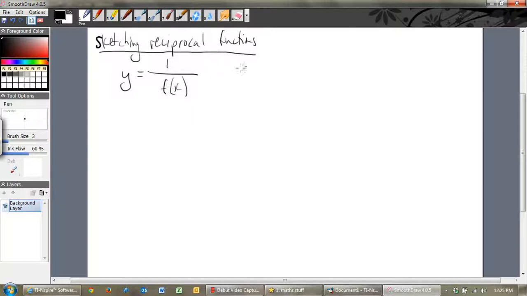So that might be y equals 1 over 2x plus 1, or it might be something like y equals 1 over x squared plus 3x, or something like that. 1 over the function, so that's what we mean by reciprocal functions. It's quite simple when you know how, but it might be really hard to think about what that actually looks like, 1 over a quadratic or something like that.